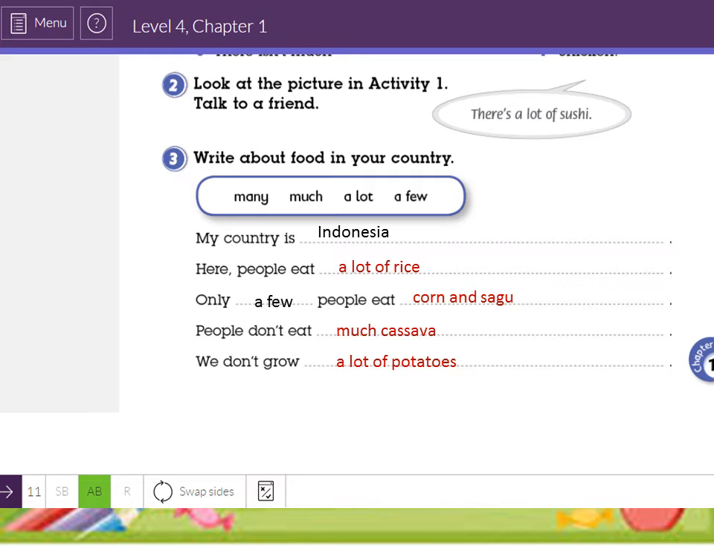I write, my country is Indonesia. Here people eat a lot of rice. Only a few people eat corn and sagu. People don't eat much cassava. We don't grow a lot of potatoes, or you can say we don't grow many potatoes. This is just an example of my answer. You can use your answer too. Okay.